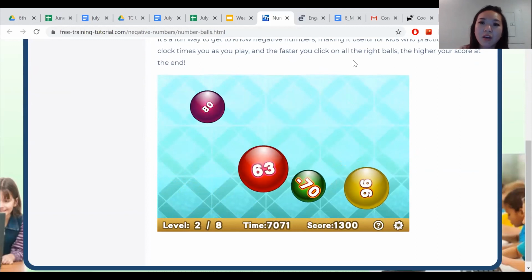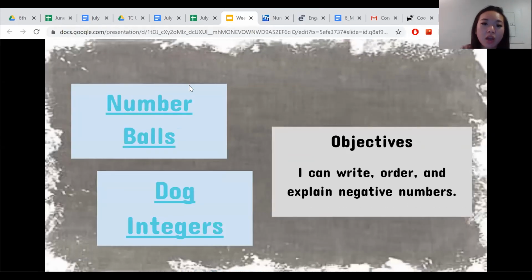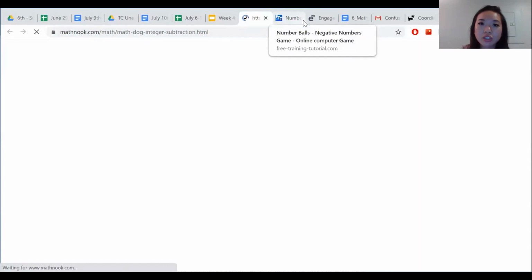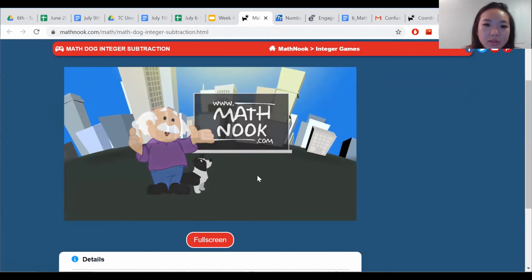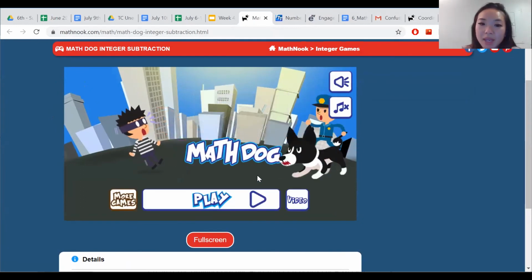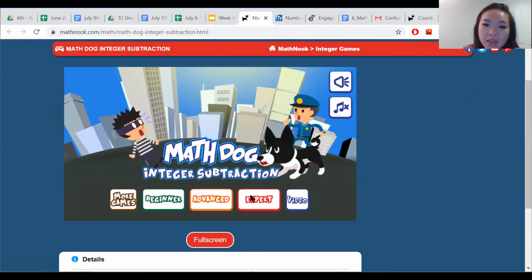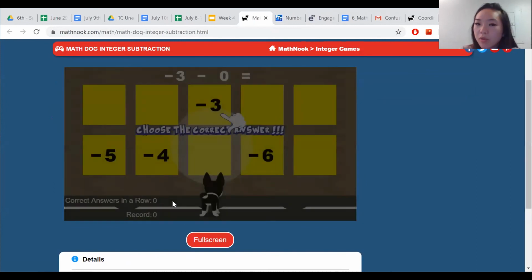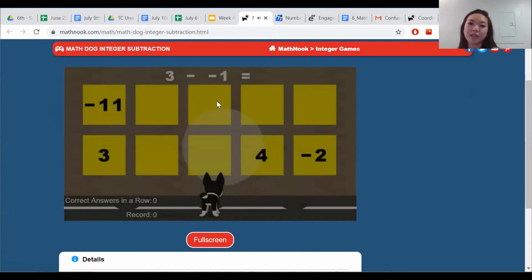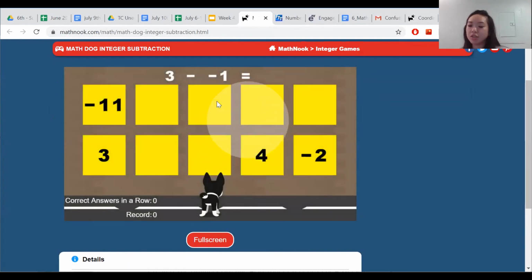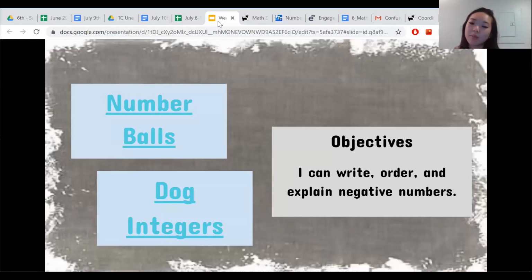And then for our next one, we have Dog Integers. And this one, super fun, very animated. Let's just start with beginner, normal. So it shows you, choose the correct answer. So -3 minus 0 gives me -3. And then you'll just answer these questions as they ask you. Those are going to be a little bit of extra practice that are fun games for you guys.